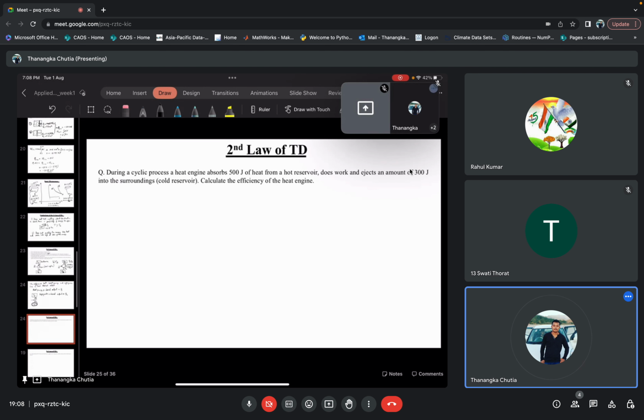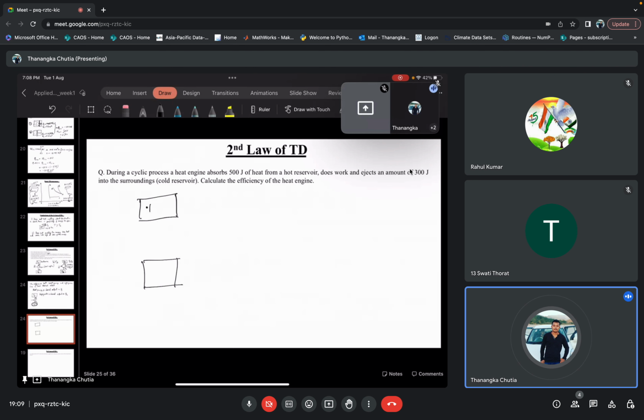Fine. So then let us do some questions related to this. During a cyclic process, a heat engine absorbs 500 joule of heat from a hot reservoir, does work, and ejects an amount of 300 joule into the surroundings. Now you have to calculate the efficiency of the heat engine. Simple, just draw the diagram of the heat engine.